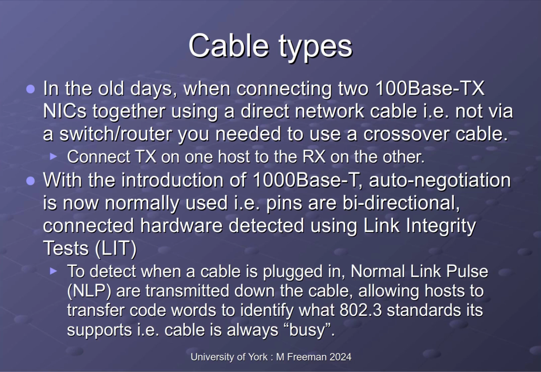Over time, that capability has been turned into the auto-negotiation part of the 802.3 standard. So using these normal link pulses, we can send a sequence of these pulses down the cable when we first plug in to tell each end what standards we do support, so that we can agree upon what standard to use. And what we will see in two ticks is that even when you're not transmitting stuff nowadays, the line is always busy because it's got this link integrity test going on all the time.